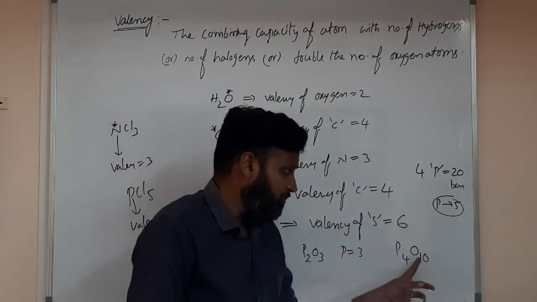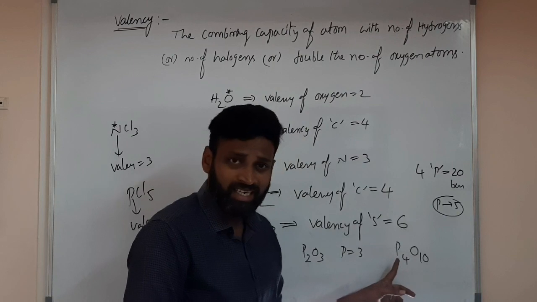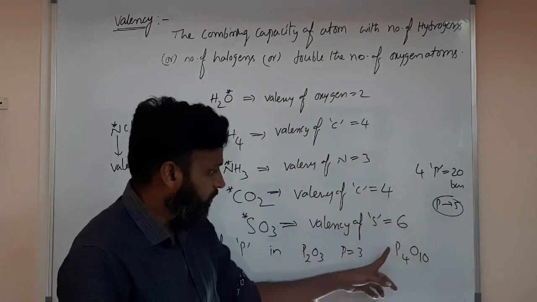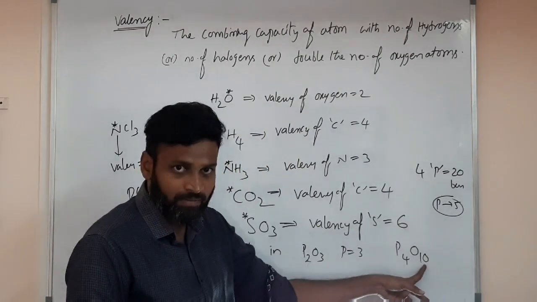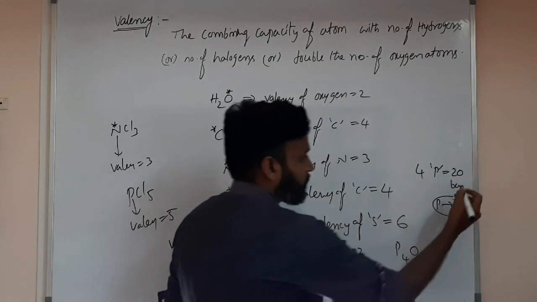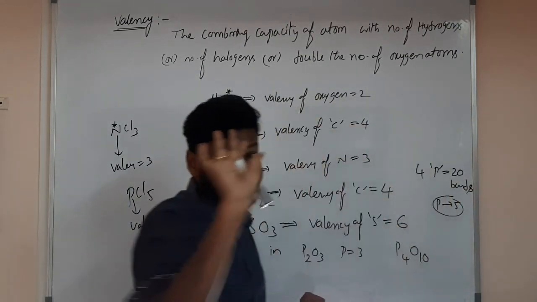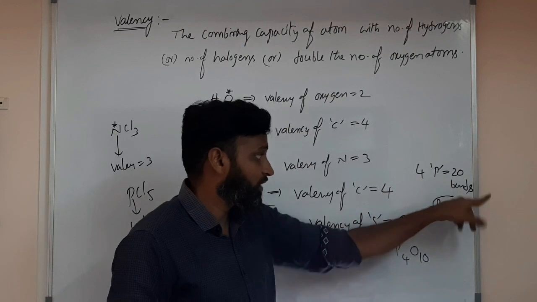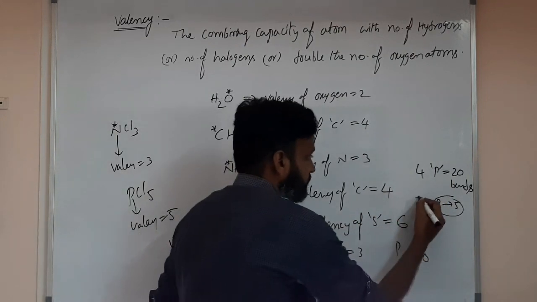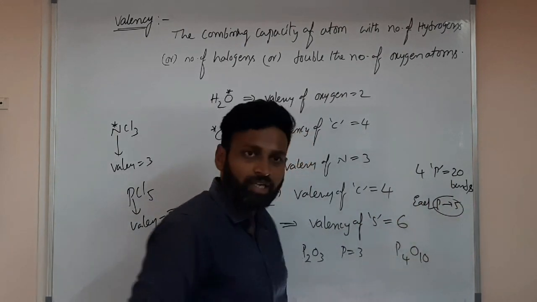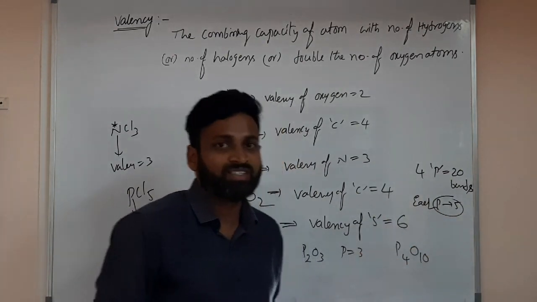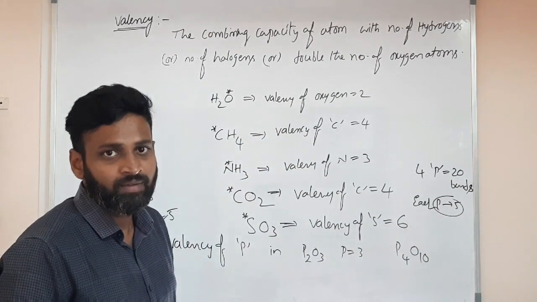P4O10. Understanding everyone? 4 phosphorus with 10 oxygens means how many bonds total? 20 bonds. 4 phosphorus, 20 bonds means each phosphorus is 20 by 4. So 5 bonds for each phosphorus, like that. No need to confuse. Understand?